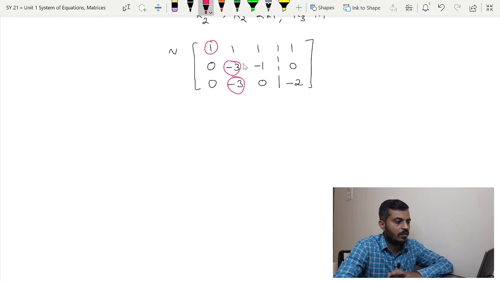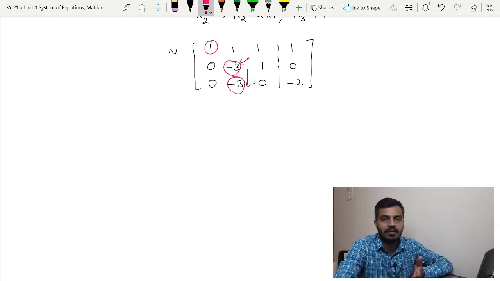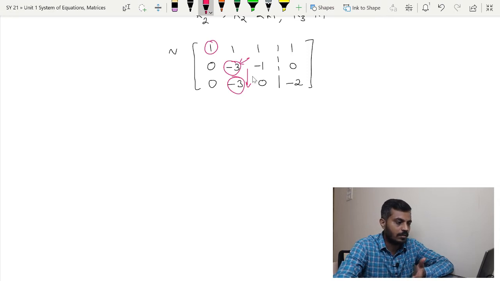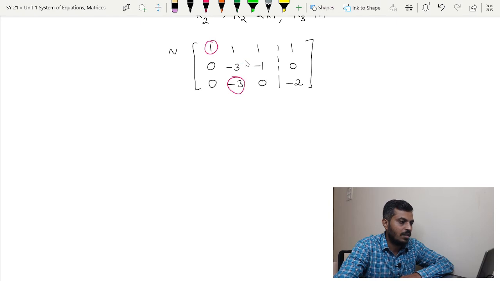Now, the idea over here is to make this entry 1, and with the help of that make the entries below it, the -3, 0. But in this case there is no need of making this entry 1. Why do we make the entry 1? Just for simplification, to simplify our work. Now you can see that below over here -3 is already there, so it's very easy in this case. Simply you subtract these two rows and you will be able to make this entry 0.